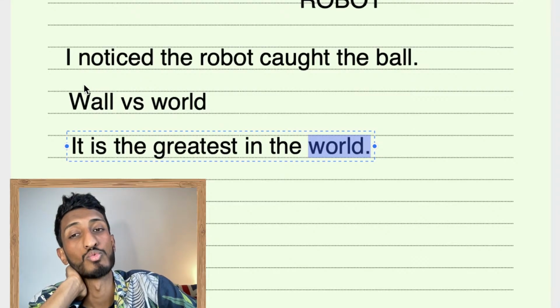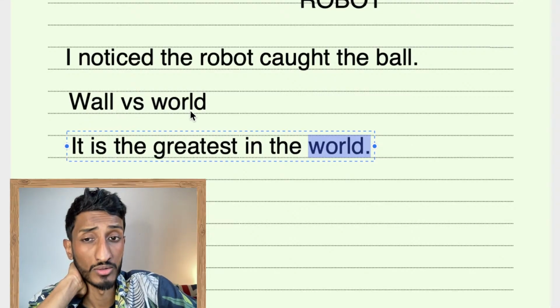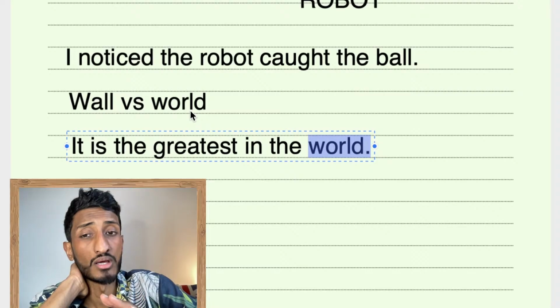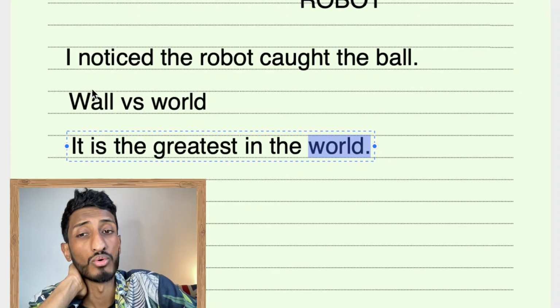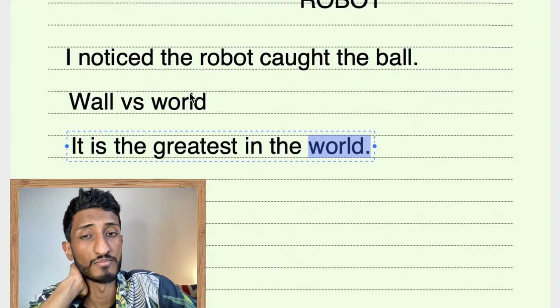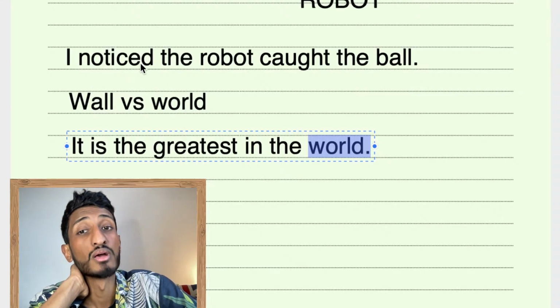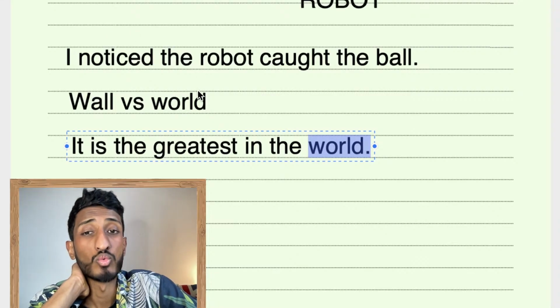Wall. This one is world, so it's a... or. So wall, world, or, or, wall, world.